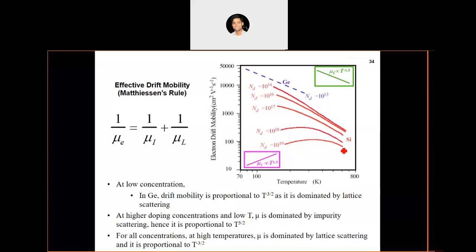Then at higher temperatures, the vibrational scattering will dominate, right? And we will get the temperature dependence from there, which is T to the power minus 1.5, right? So this is the sort of temperature dependence of drift mobility which we get.